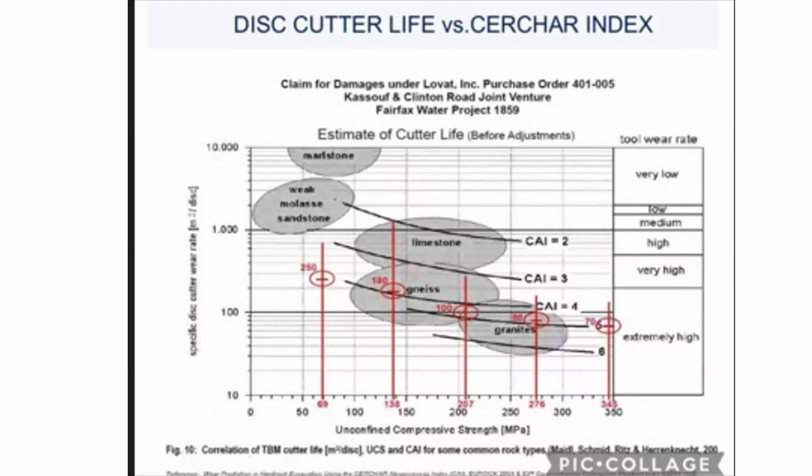So basically, there are three things. One is the unconfined compressive strength of the ground. One is the RQD value of the rock. Another is the Cerchar index of the rock. Accordingly, you have to see what my tool wear rate will be, what my penetration rate will be, what my cutter head life will be, what my cutting rate will be. So all these parameters come into the selection of the type of TBM, or the type of teeth or cutter head for the rock.